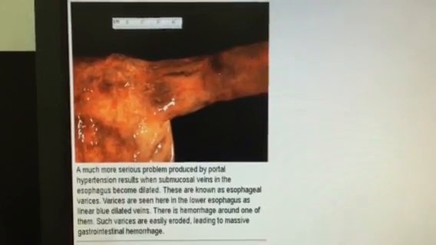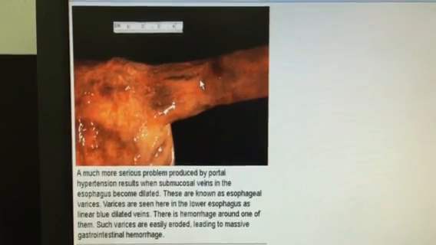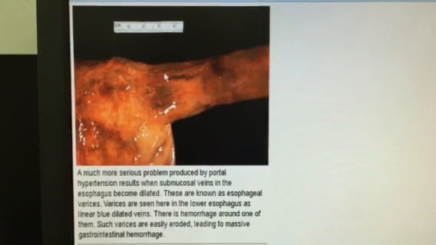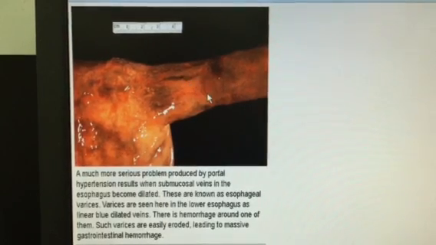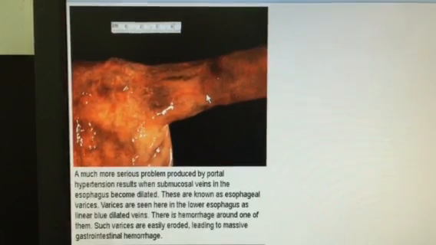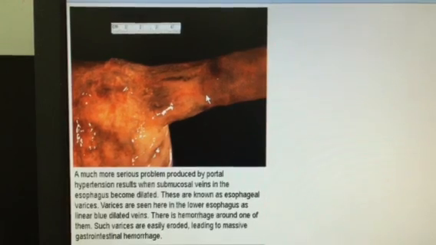As we said, it also happens in the esophagus: esophageal varices. Most likely seen in the lower third of the esophagus. These are easily eroded, so it will lead to massive gastrointestinal hemorrhage.